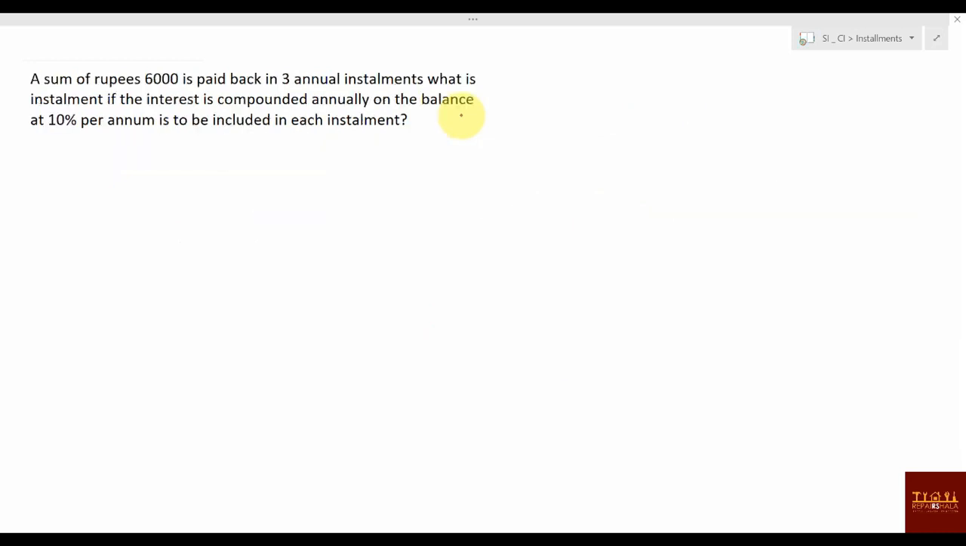Let's talk about the next question. A sum of rupees 6,000 is paid back in 3 annual installments. What is the installment if interest compounded annually on the balance at 10% per annum is to be included in each installment?